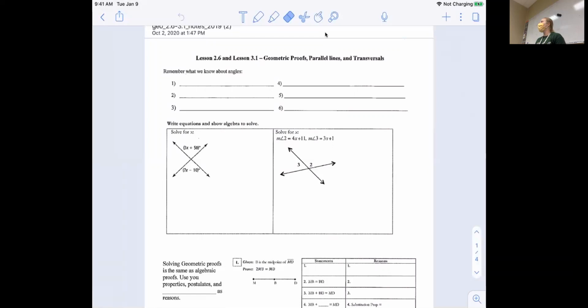All right. Everybody with me with their notes? Everybody looking at the board?